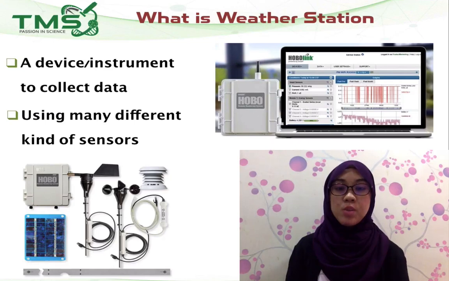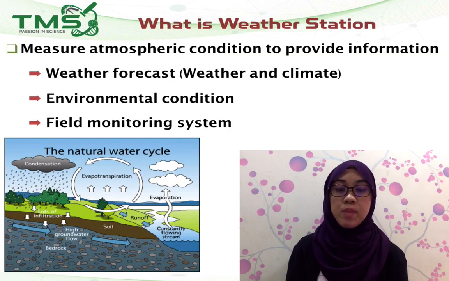First of all, you need to know what a weather station is. A weather station is a device or instrument that we use to collect data related to weather and environment using many different kinds of sensors. It measures atmospheric conditions to provide information for weather forecasts, which is to study the weather and climate. A weather station can also provide data for environmental conditions and is suitable for field monitoring systems.